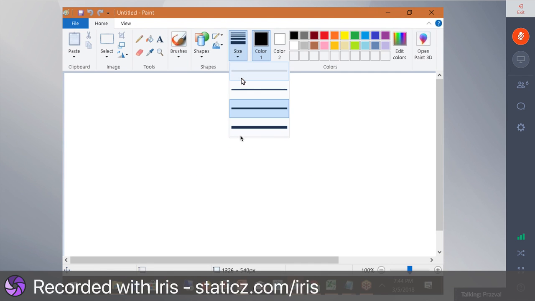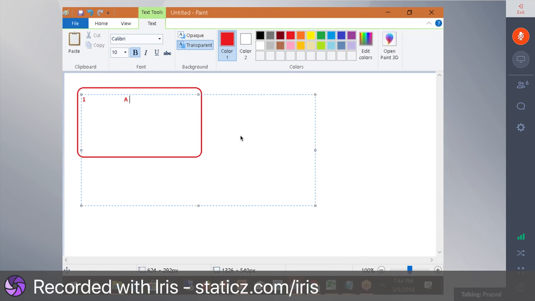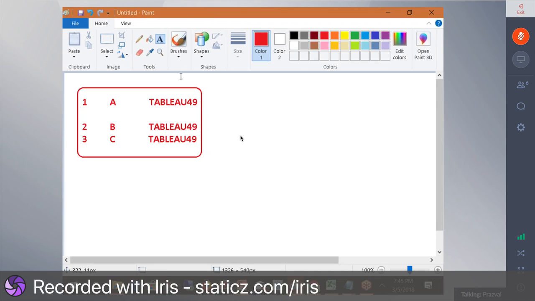Let me take something like this. I'm having something like here: 1 A W 49, 2 B W 49, 3 C W 49.